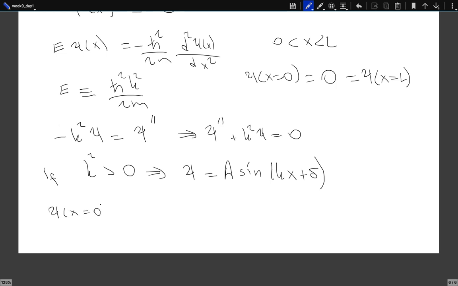ψ at x equals 0 is A times sin δ, which should be 0. But you see, I can either have A equal to 0 or sin δ equal to 0. But if A is equal to 0, I don't have a wave function. So A cannot be 0. The only possibility is that sin δ should be 0, which tells me that ψ should have this form, A times sin kx, for some value of A.